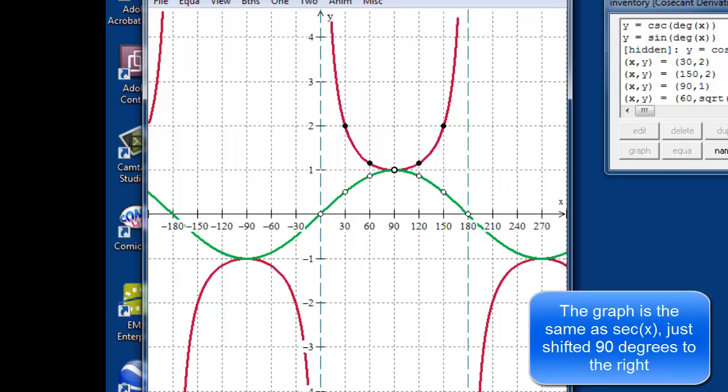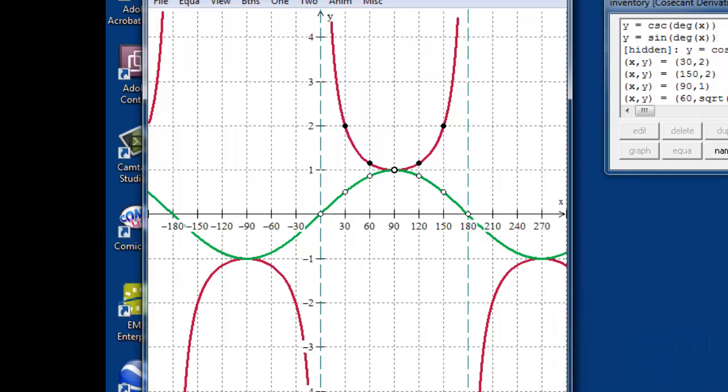Our minimum of our U-shape is now at 90 degrees instead of at the y-axis as it was for the secant. And we see that repeating alternating U-shape that goes up for the first 180 degrees and then down for the next 180 degrees, meaning that we have a period of 360 degrees.